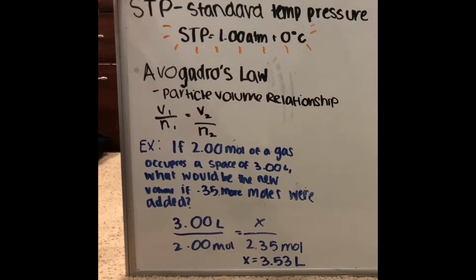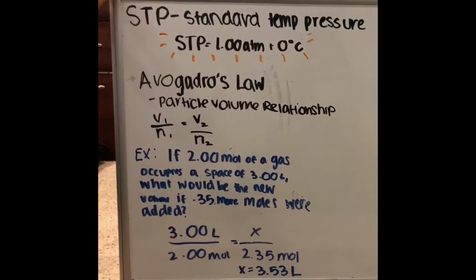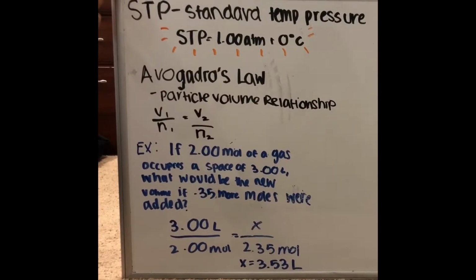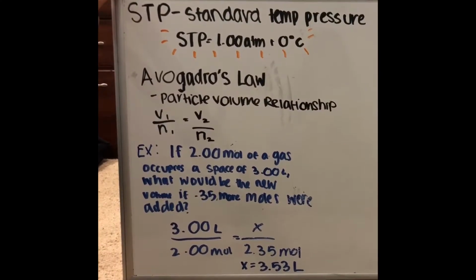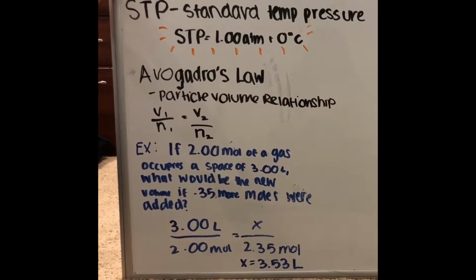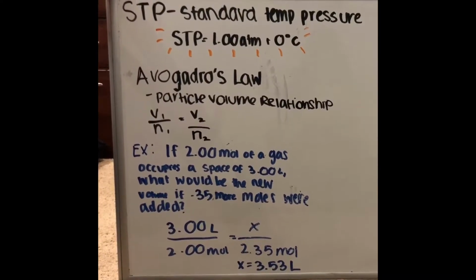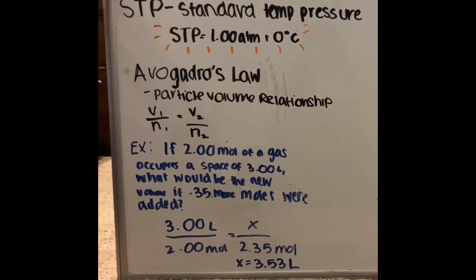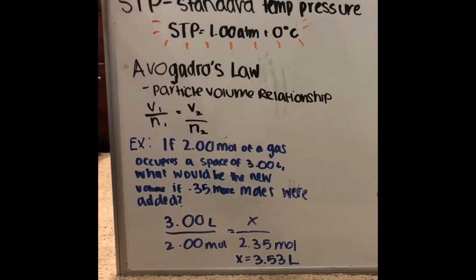You use the equation above, V1 over N1 equals V2 over N2, and plug in 2 moles for N and 3.0 liters for V. And then for the 0.35 more moles, you would add 0.35 plus the 2 that we already had, and substitute each value into the equation above to get a total of 3.53 liters.